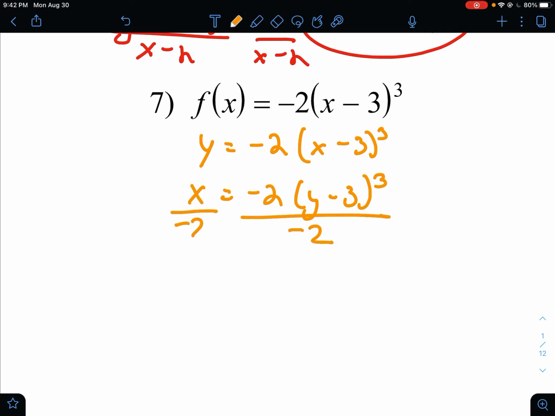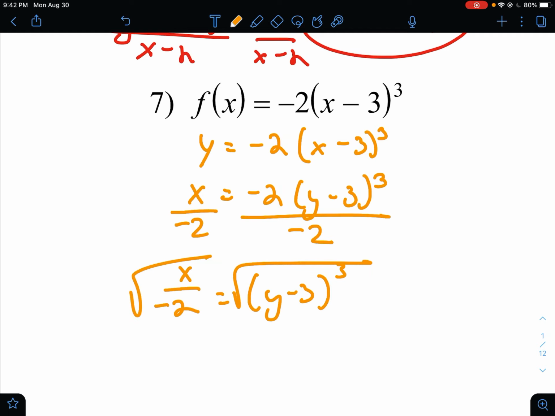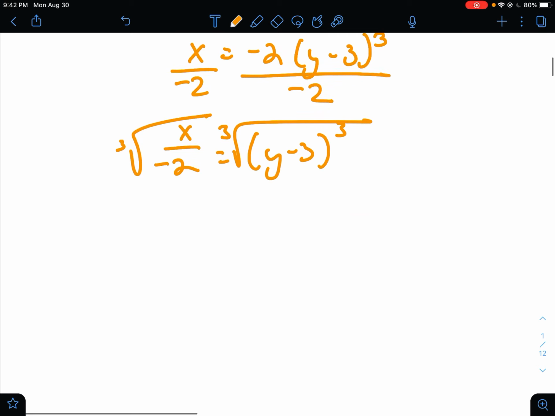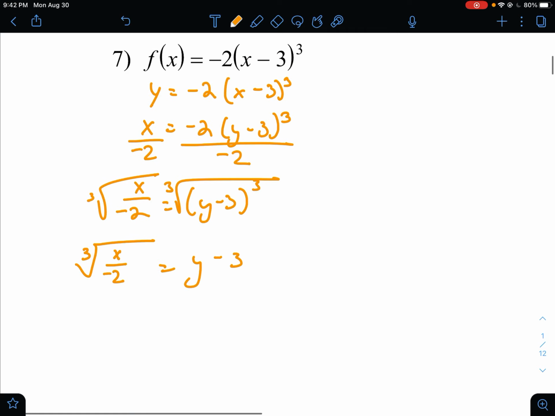So you're going to divide both sides by -2. So I get x over -2 equals y minus 3 raised to the third power. Now that third power is pretty much by itself, so you could go ahead and take the cube root, I apologize, of both sides. So now I've got the cube root of x over -2 equals y minus 3. And then I'm going to add 3 to both sides. So I get the cube root of x all over -2 plus 3.